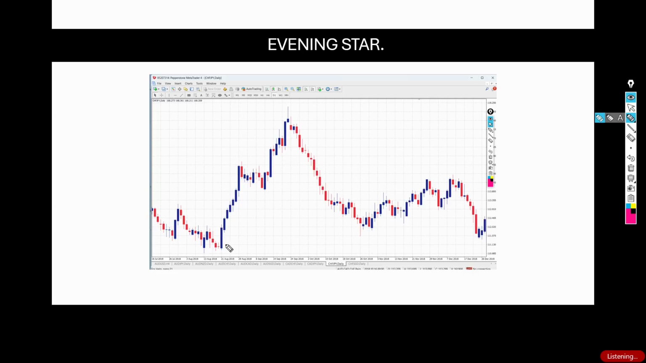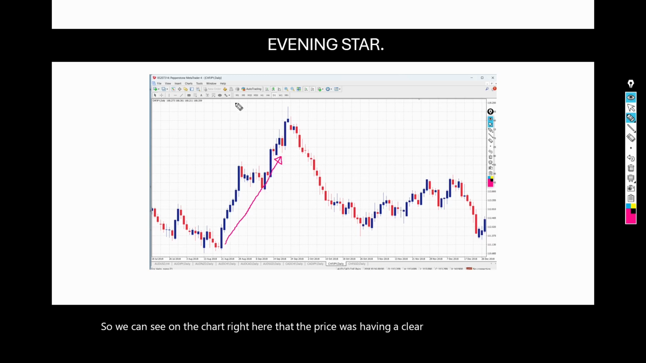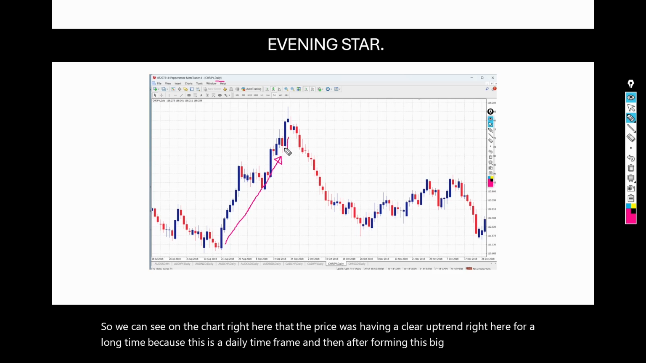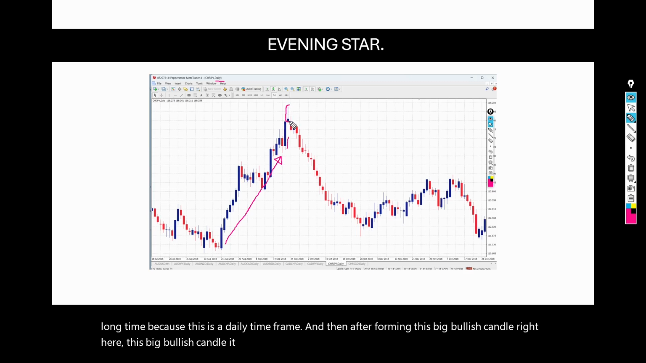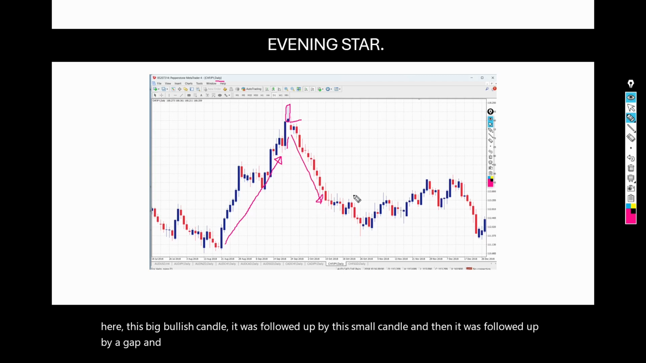So we can see on the chart right here that the price was having a clear uptrend for a long time, because this is a daily time frame. And then after forming this big bullish candle right here, it was followed up by this small candle, and then it was followed up by a gap, and then followed by a new wave down.